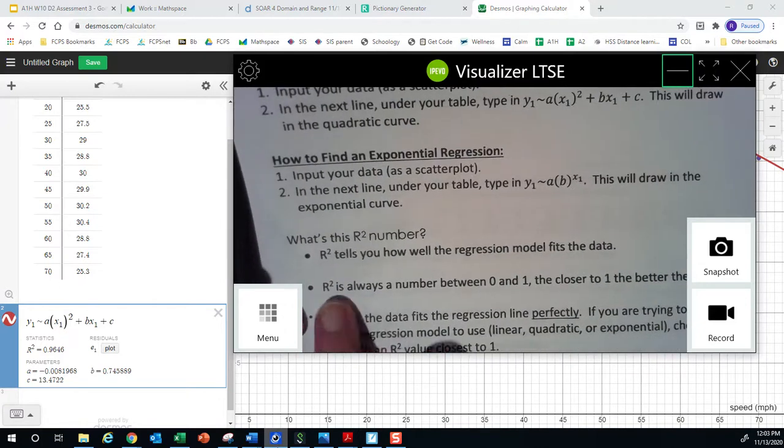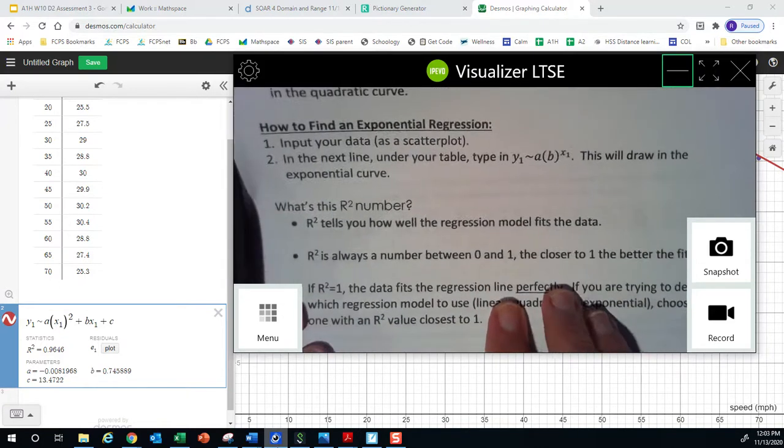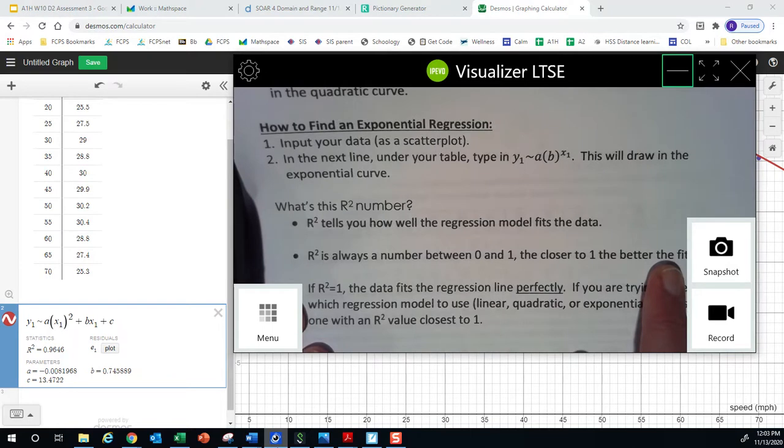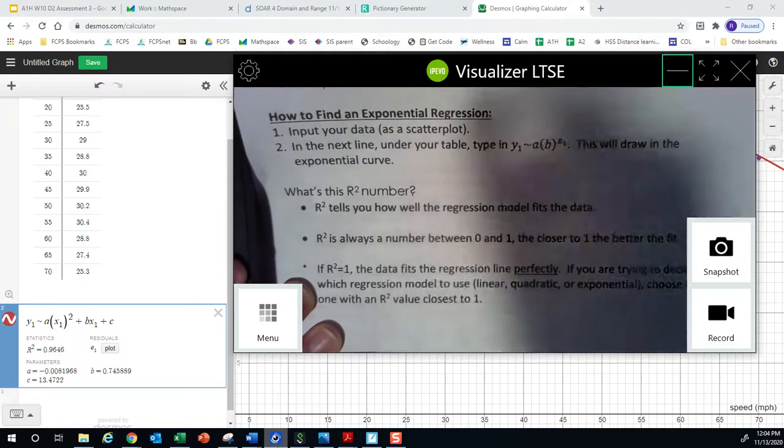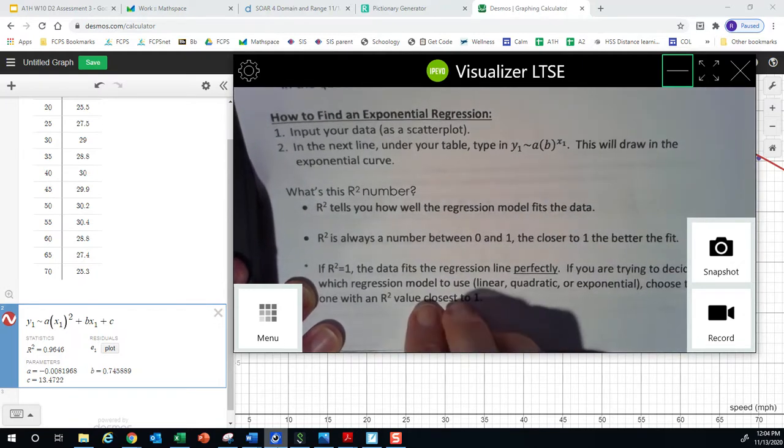It's always going to be a number between 0 and 1, and the closer it is to 1, the better it fits. If you find an r-squared value that is 1, then you know the data is all going to be on the line. It's a perfect fit. So if you're ever trying to choose, you always want to pick the r-squared value that's closest to 1.